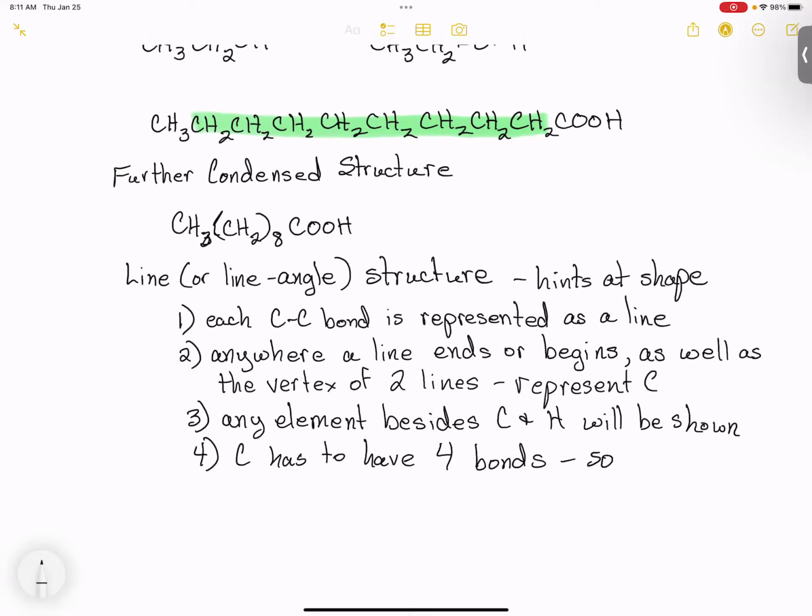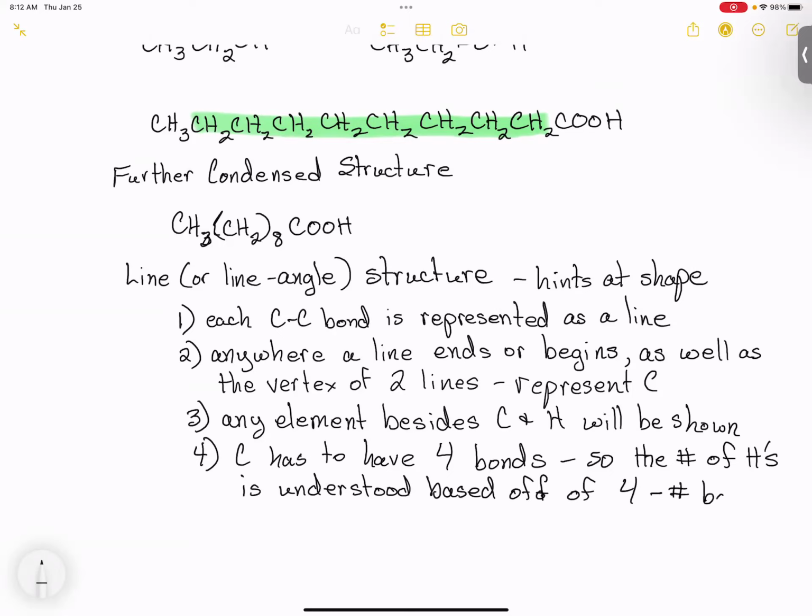So the number of hydrogens is understood based off of 4 minus the number of bonds showing on a carbon.